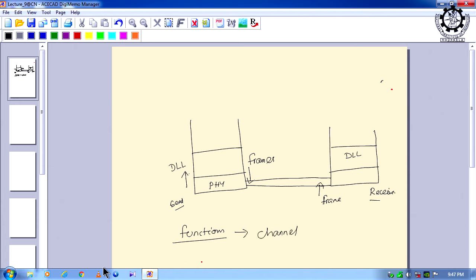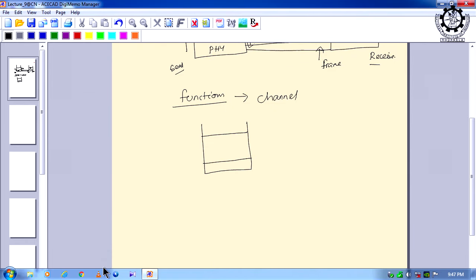So, this DLL at the sender side or at the receiver side is divided into two sub layers. The DLL of the reference model is divided into two sub layers. One is the logical link control layer and another is the medium access control layer. The reason behind the MAC being at the bottom and the LLC at the top is that MAC actually deals with the medium or the transmission media, the channel. So, the lower layer of the DLL is known as the MAC layer and the upper layer is the LLC layer or the logical link control layer.